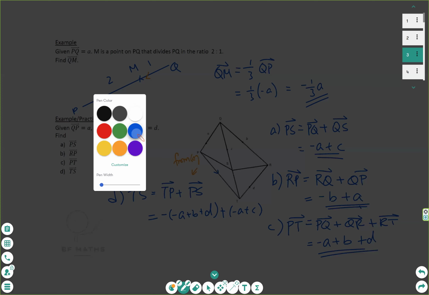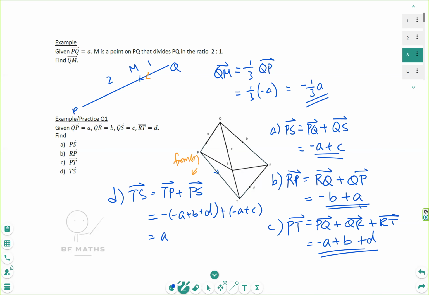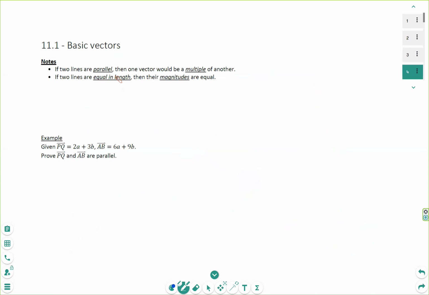So minus A, so minus A is A, minus B, minus D, plus minus A plus C. So A minus A is gone. So minus B plus C minus D is the final answer. Okay, right. So next, if two lines are parallel, then one vector will be a multiple of another.